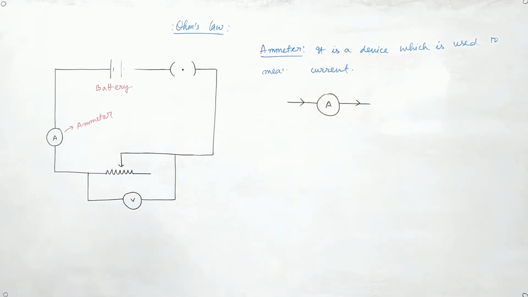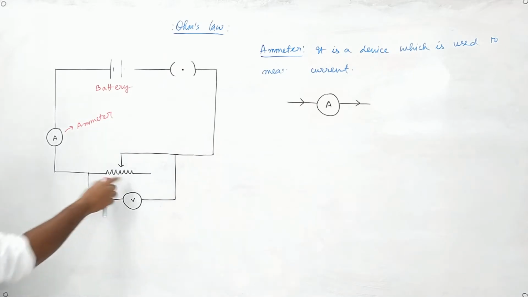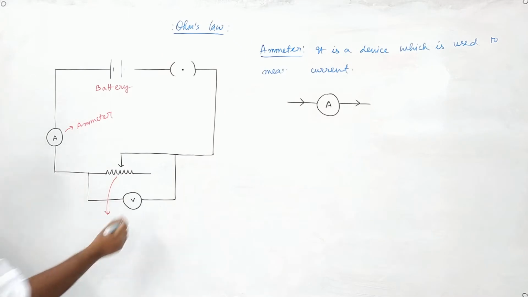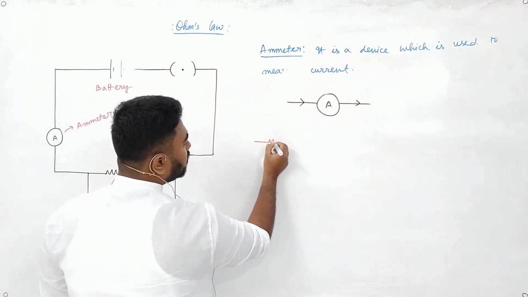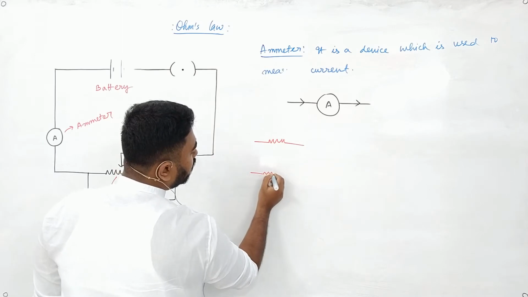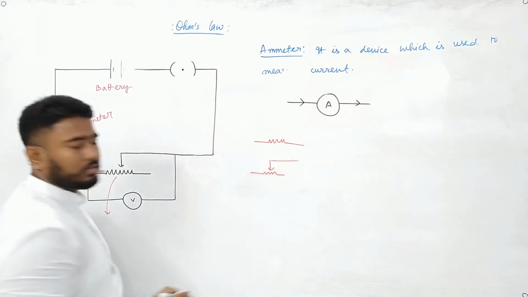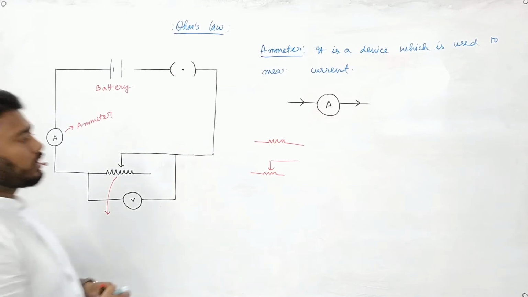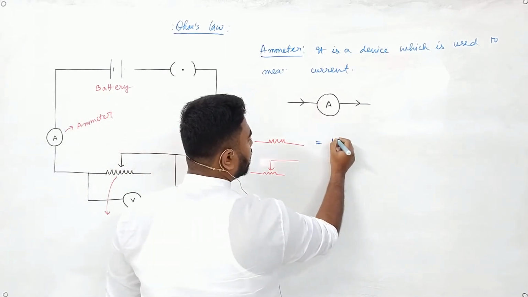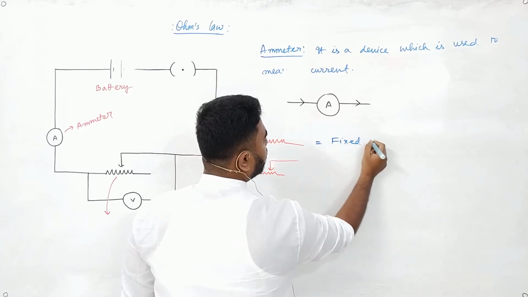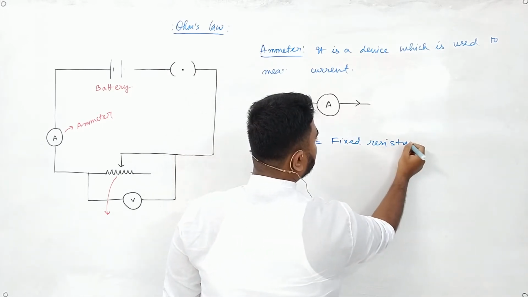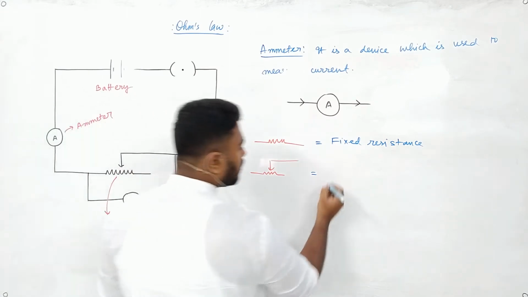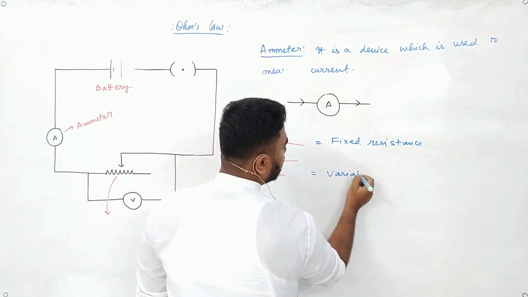Okay, can you tell me what is this thing? Resistance. This is resistance, but does it look like this or does it look like this? Tell me. First one or the second one? Second one. The first one is a fixed resistance. What is the second one? It is variable resistance.